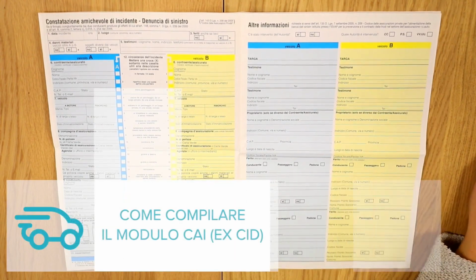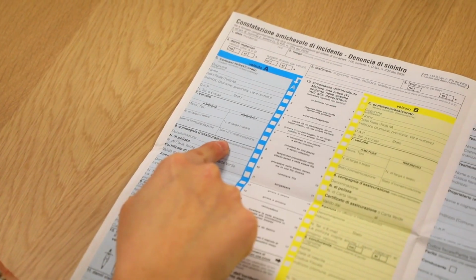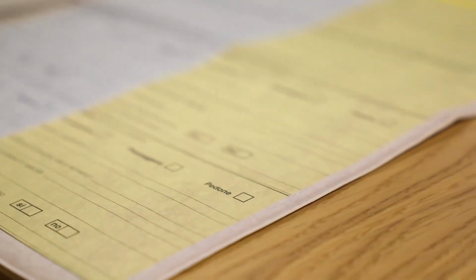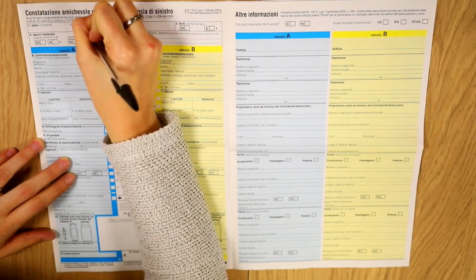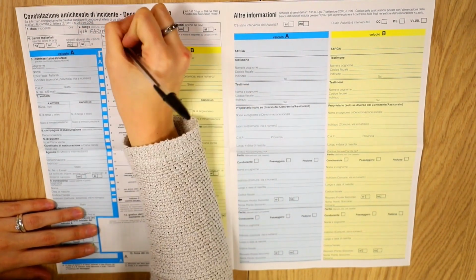The CAI consists of 3 columns, 2 of which are marked in blue and yellow. If you need to fill out the form, remember that you only need to complete 1, as it contains 3 integrated carbon copies that provide duplicates for both parties. Enter the date, time, and location of the accident.